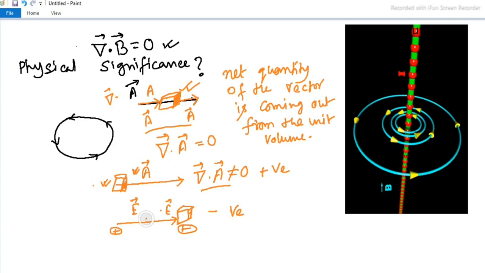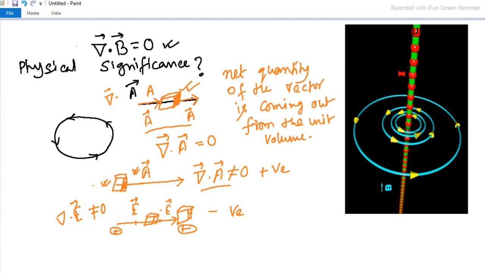But in between these two fields, if you find any unit volume, then this quantity will be 0. That is the reason the divergence of E may be 0 at this particular point, between the origination and the termination point. But if you come at the originating and terminating points, it is a non-zero quantity. That's why the divergence of E is not equal to 0. So the divergence of E will not always be 0, right? So this will not be 0.